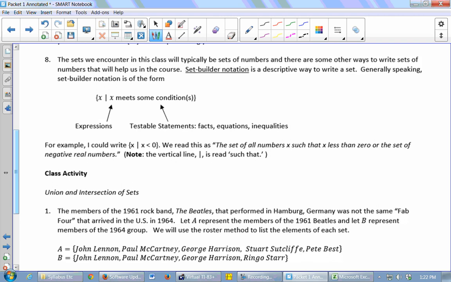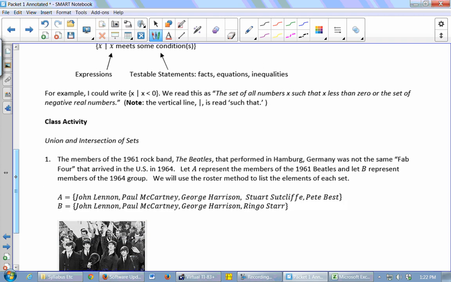It's a descriptive way to write a set. Generally speaking, it looks like this. There's a curly bracket, and then there's an X, and then there's a vertical line, and then some other stuff. So you read this as the set of all X's such that X meets some conditions. For example, if I wrote this statement right here, I would read that as the set of all X's such that X is less than 0.